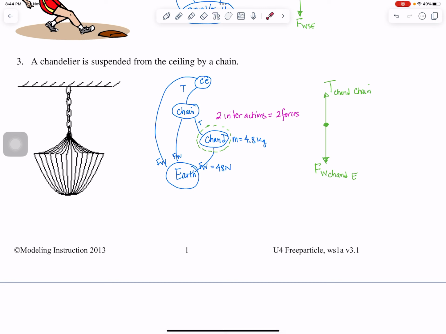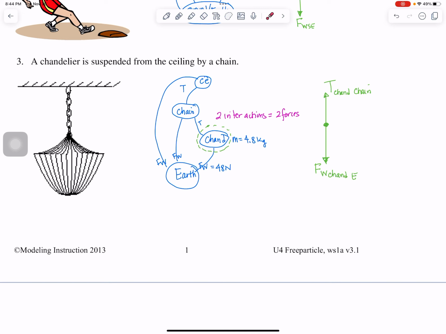Okay, chandelier. Suspended from the ceiling by a chain. So boundary around the chandelier, I see there are 1, 2 interactions. 2 interactions means there are 2 forces. You have to have a dot. So if you have not put dots in your other ones, do the dot. This is literally what makes it a free body diagram. This dot represents the free body. If you don't have the dot, it's not a free body diagram.